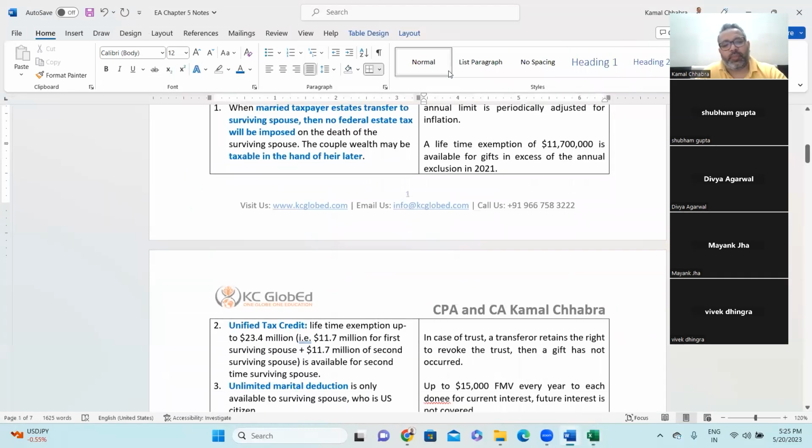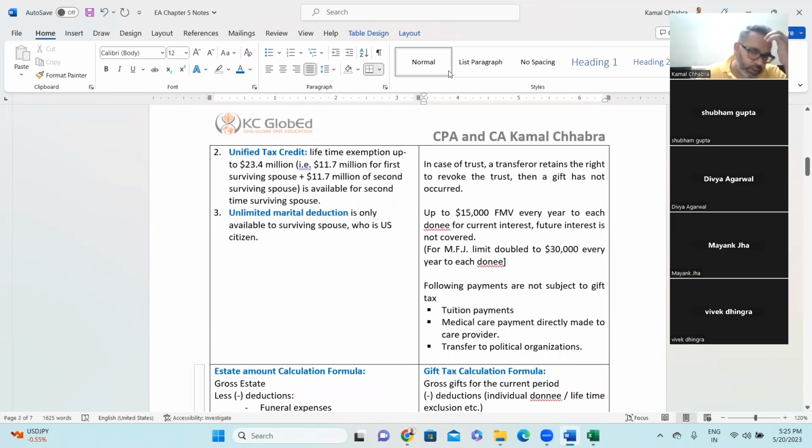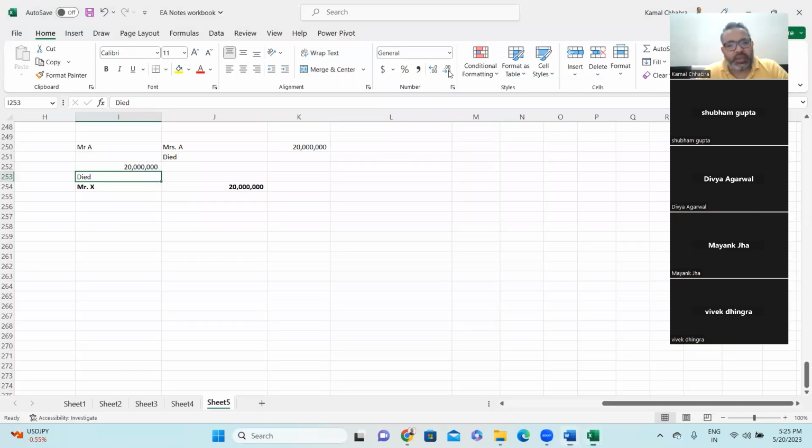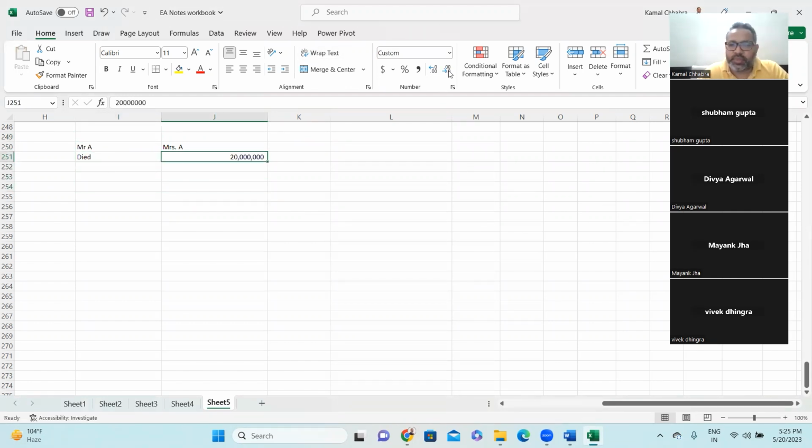Okay. Now, second point is unified tax credit. Lifetime exemption up to $23.4 million is available for the second time surviving spouse. So what does it mean? Let's look at the same example. There is Mr. A and Mrs. A, and let's assume Mr. A has $20 million property and Mr. A dies. After this death, all the property has been transferred to Mrs. A, which is $20 million.